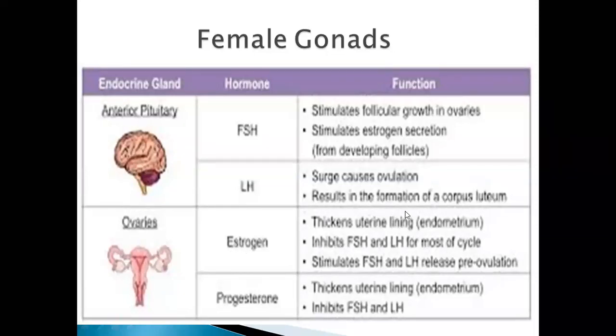Number one, thickening the uterine wall. Here this is a wall and it is making it thicker. Next, it inhibits follicle stimulating hormone and luteinizing hormone for most of the cycle. When the cycle starts, the functioning of these two hormones is inhibited by estrogen. But when ovulation takes place, these two hormones are stimulated by the estrogen. So this is the function of estrogen.